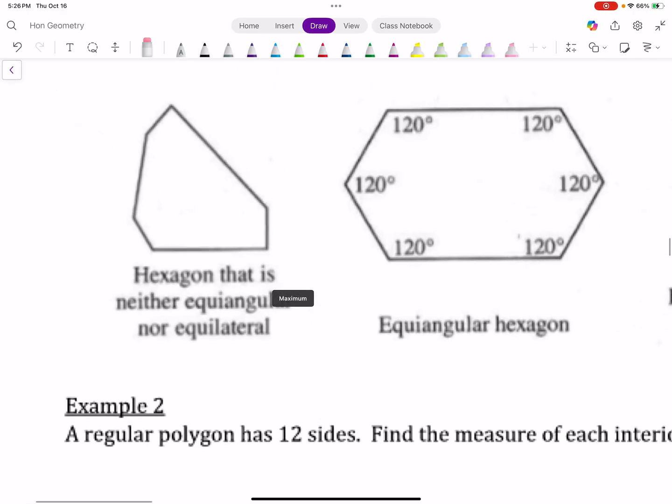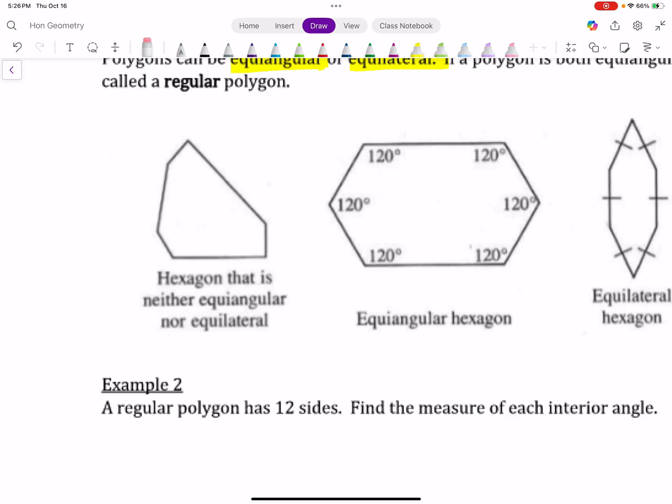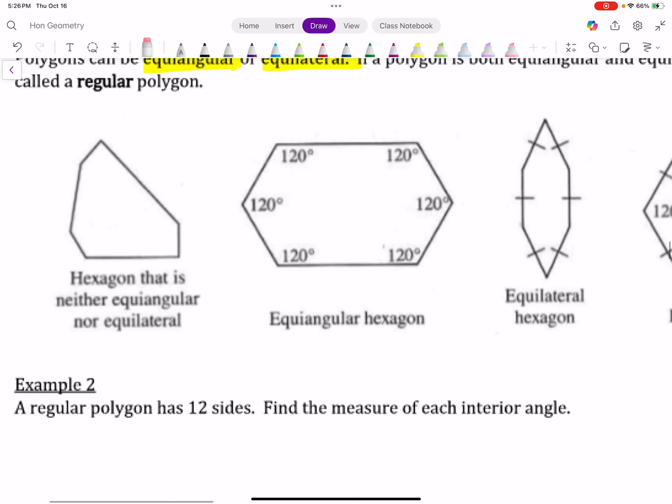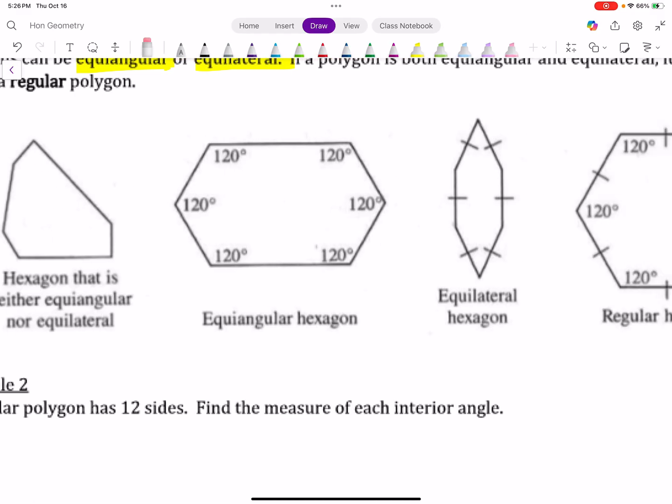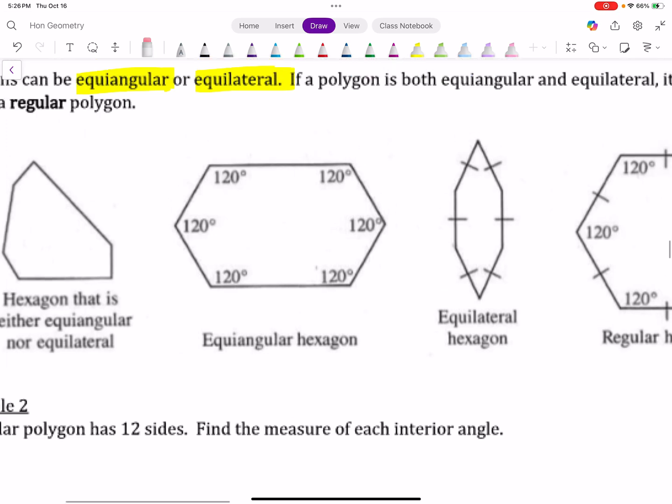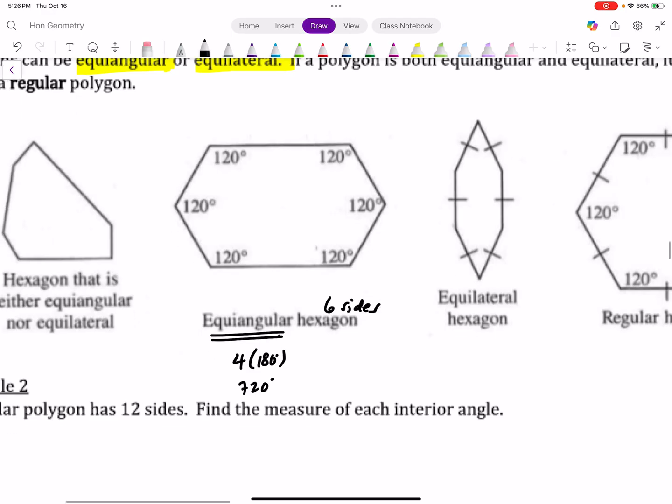Okay? So here's a hexagon that's neither equiangular nor equilateral. Here's a hexagon that's equiangular. And if you're like, well, how do we know that all those are 120 degrees? Well, if it's equiangular and there's 6 sides, then 2 less than that, it would have formed 4 triangles when I drew in my diagonals. So 4 times 180 gives me 720 degrees total, but there's 6 of them, which meant each one was 120 degrees.